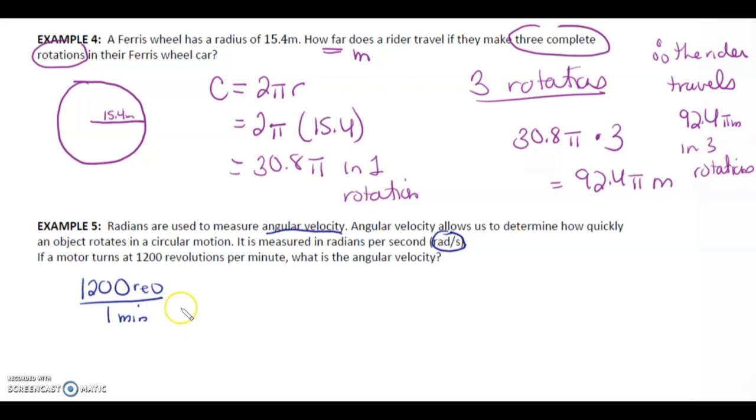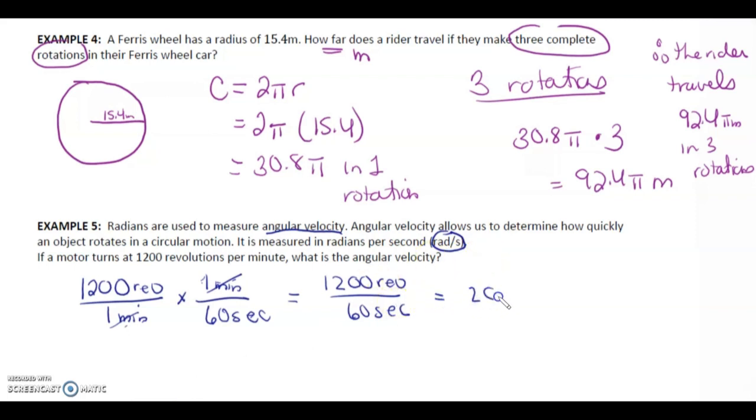What we want to do is multiply that by a fraction that is going to allow us to cancel out the 1 minute in the numerator and the denominator. So this and this we want to cancel. So we have to find an equivalence. 1 minute is 60 seconds. So this leaves us with 1,200 revolutions per every 60 seconds. Okay, so simply 1,200 rev divided by 60 is 20 revs per second.